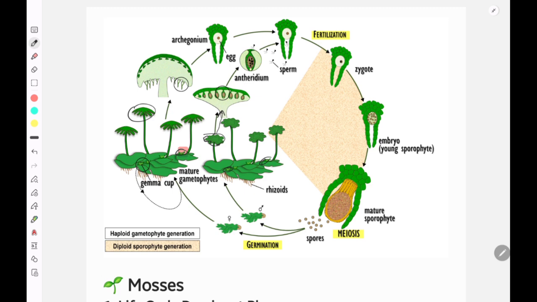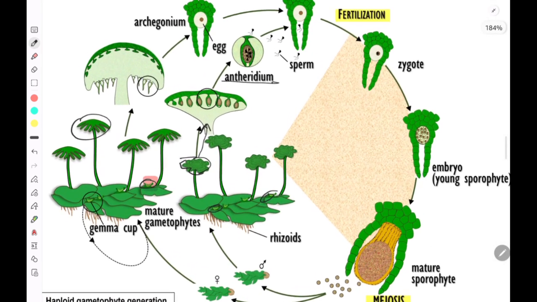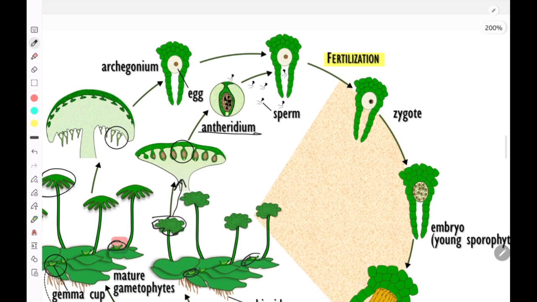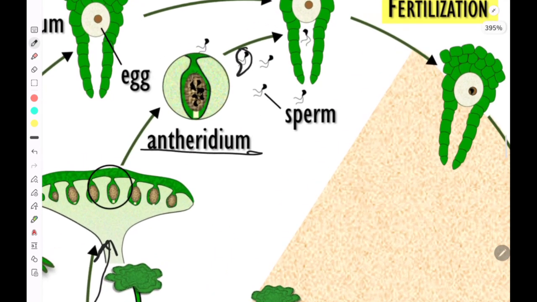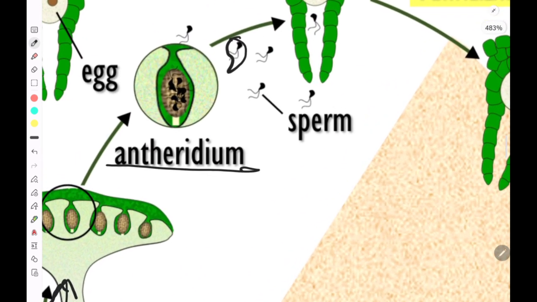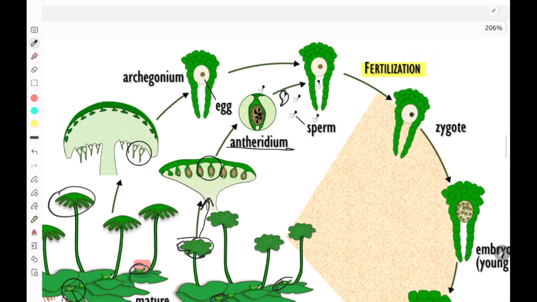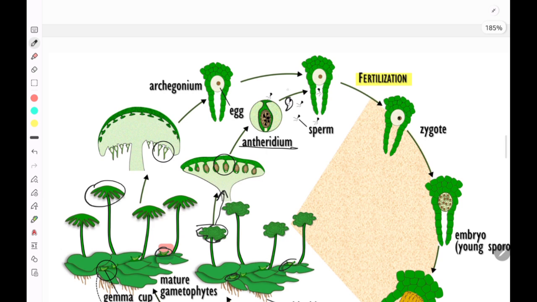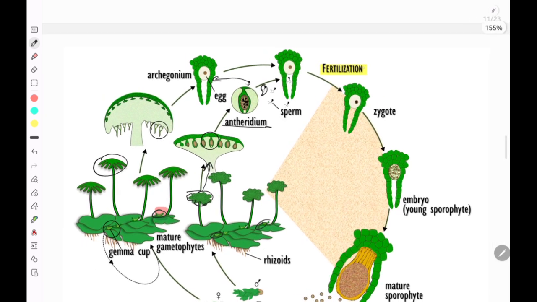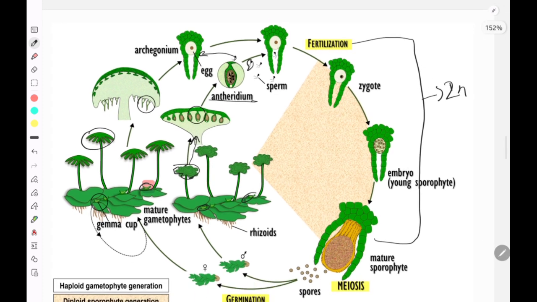On the other hand, in antheridium there are antherozoids. As we zoom in and see, these are biflagellated. They go to the egg and fertilize the egg to produce a zygote. This cycle is diploid, or you can say 2n.